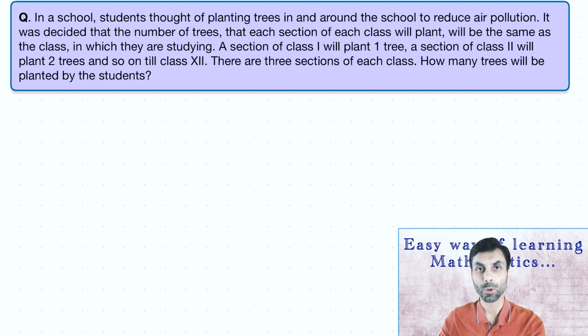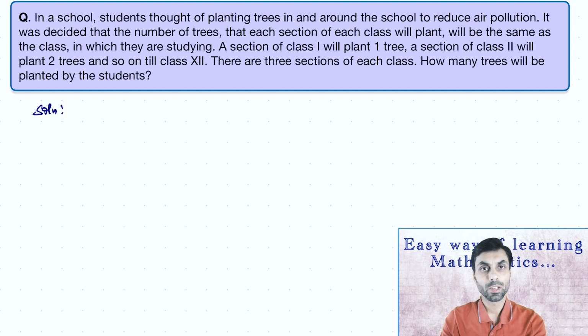The next question is, in a school, students thought of planting trees in and around the school to reduce air pollution. It was decided that the number of trees that each section of each class will plant will be the same as the class in which they are studying. A section of class 1 will plant 1 tree, a section of class 2 will plant 2 trees, and so on till class 12. There are 3 sections of each class. How many trees will be planted by the students?